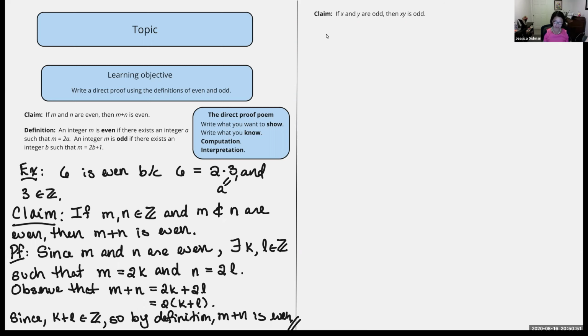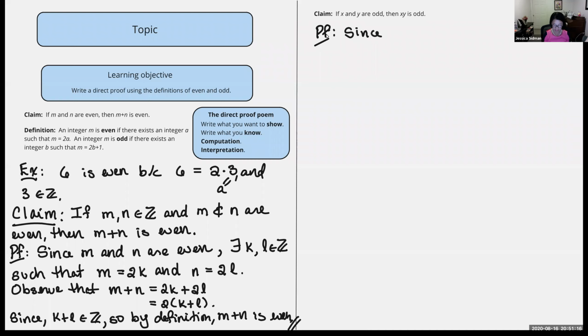Okay, so the claim is that if x and y are odd, then xy is odd. So this is going to be very similar to the last proof. So again, I've already written down what I want to show. The next part of my proof poem says, write down what I know. So it'll be similar to the last one.